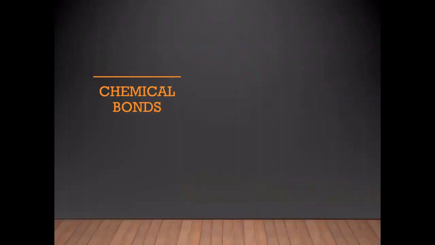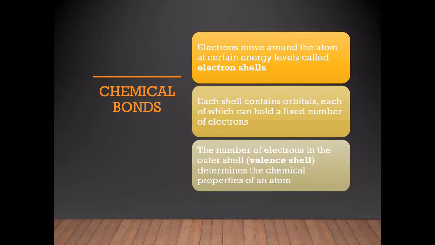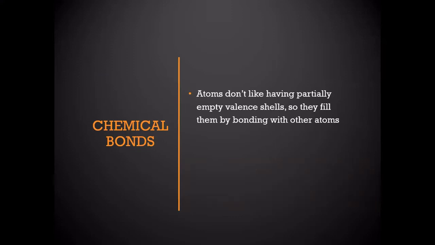We have to talk about chemical bonds as well. Electrons move around the atom at certain energy levels called electron shells. Each shell contains orbitals, each of which can hold a fixed number of electrons. The number of electrons in the outer shell, or valence shell, determines the chemical properties of an atom and whether or not it is reactive and will bond with other atoms. Atoms don't like having partially empty valence shells, so they fill them by bonding with other atoms.